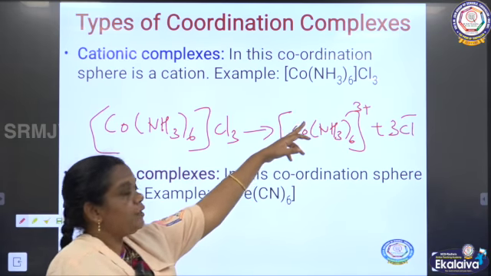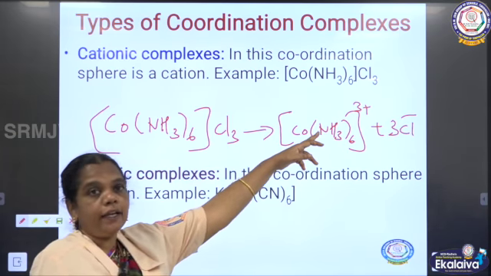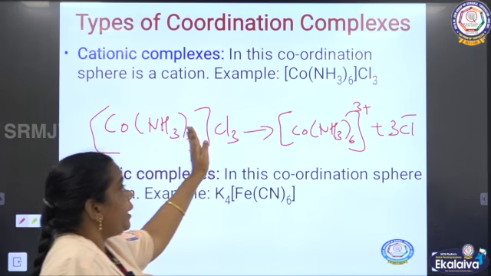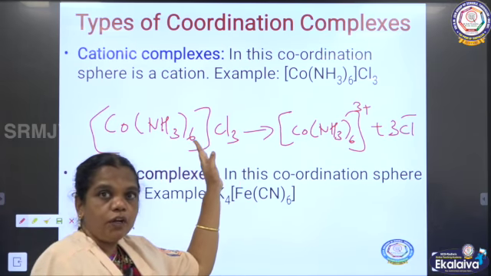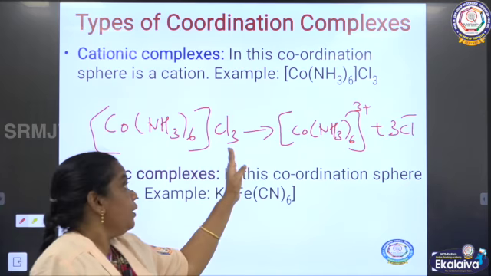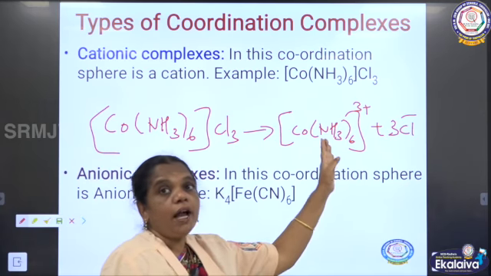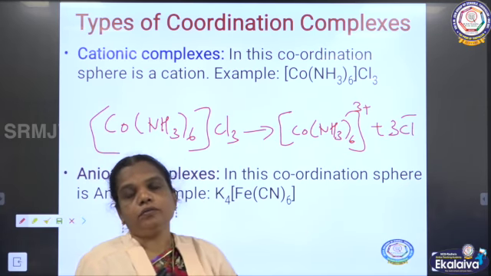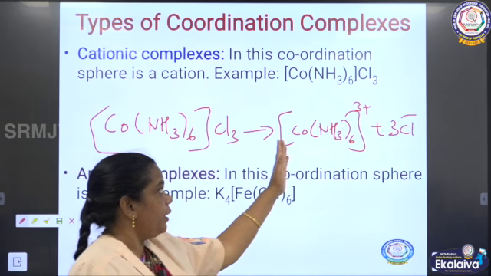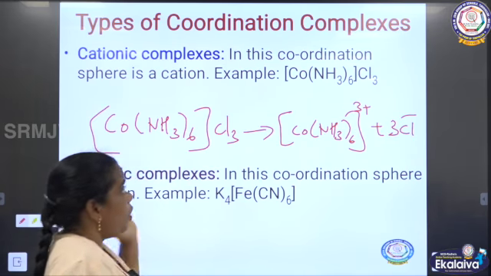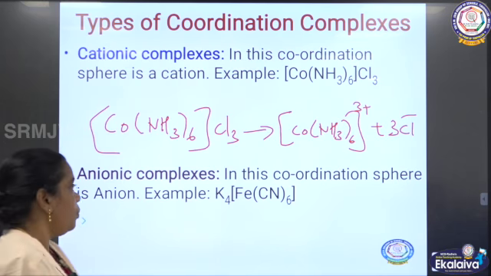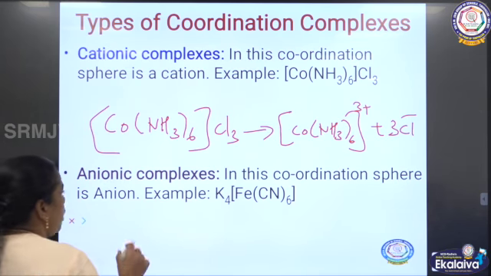So, what is this complex? The complex is found in the form of a cation, so what is it called? Cationic complex. In this case, the complex is going to be ionized as a complex cation and a simple anion. Complex cation and simple anion, so this complex is called a cationic complex.